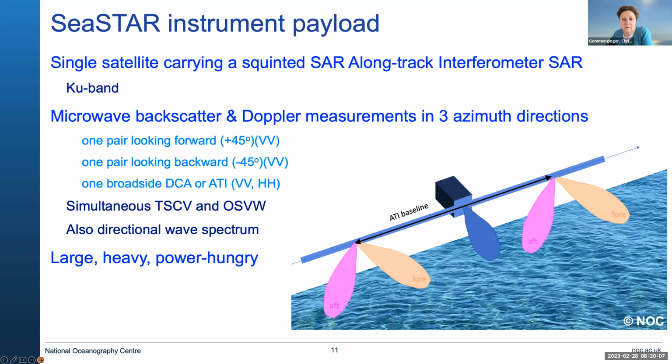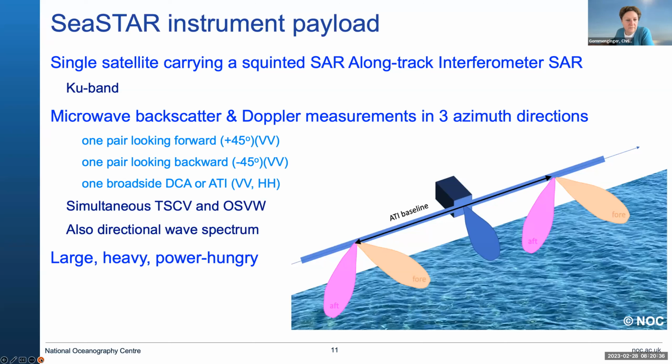So that gives us 3 azimuth directions in which we have both measurements of microwave backscatter and Doppler measurements. And what this allows us to do, by combining this information, is to actually retrieve both the current and the wind simultaneously. And of course, because it's a SAR, we'll have the high resolution images as well for all of these, from which we will extract information about directional wave spectrum.